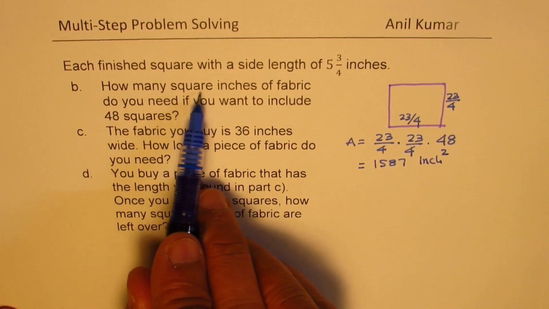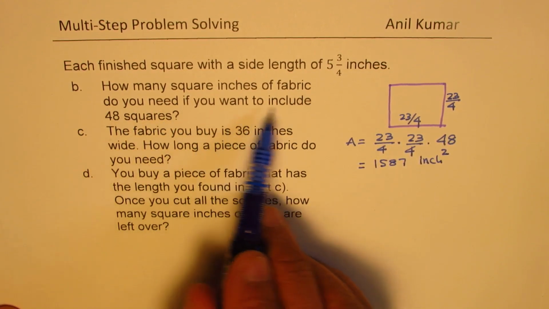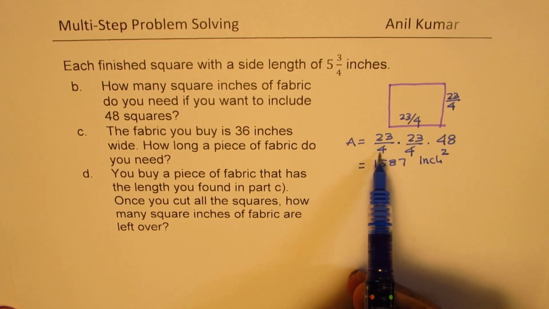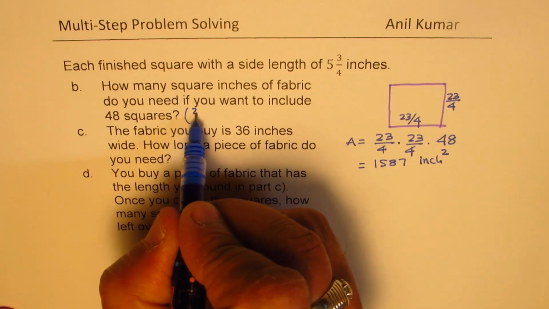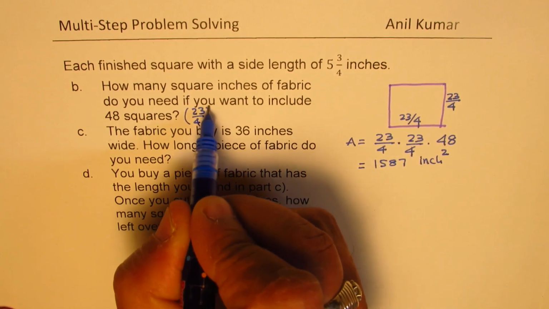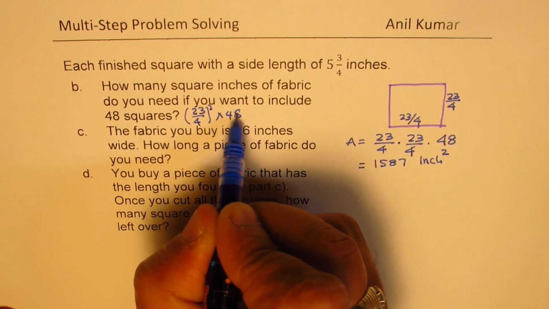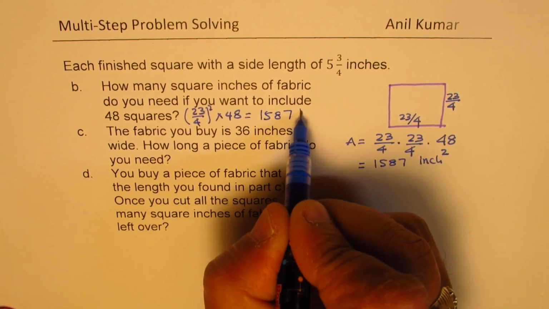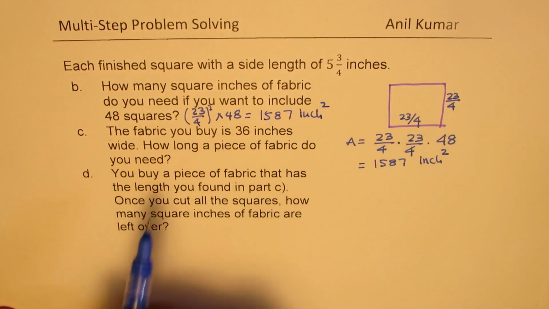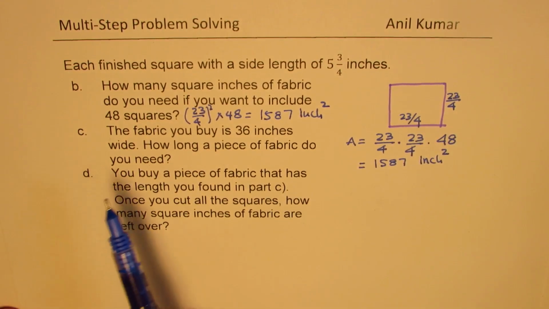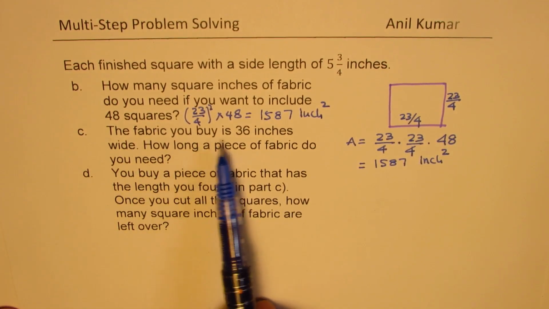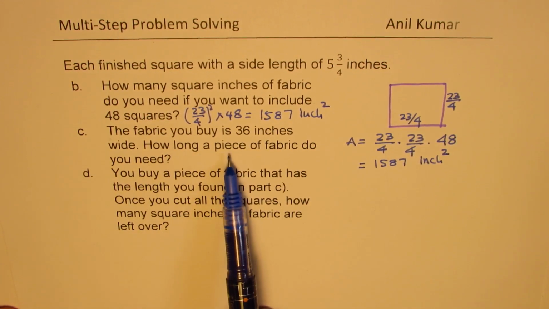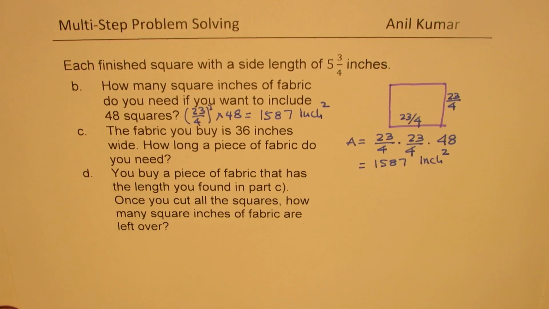So how many square inches of fabric do you need if you want to include 48 squares? Each square is 23 over 4 squared, so that would be 23 over 4 whole squared times 48, and that is 1587 square inches. Okay. Now, part C: the fabric you buy is 36 inches wide. How long a piece of fabric do you need?